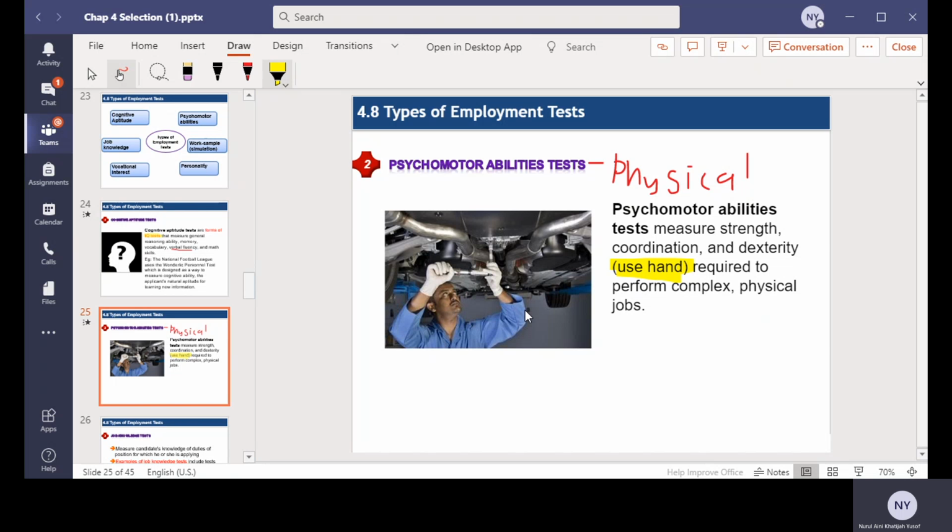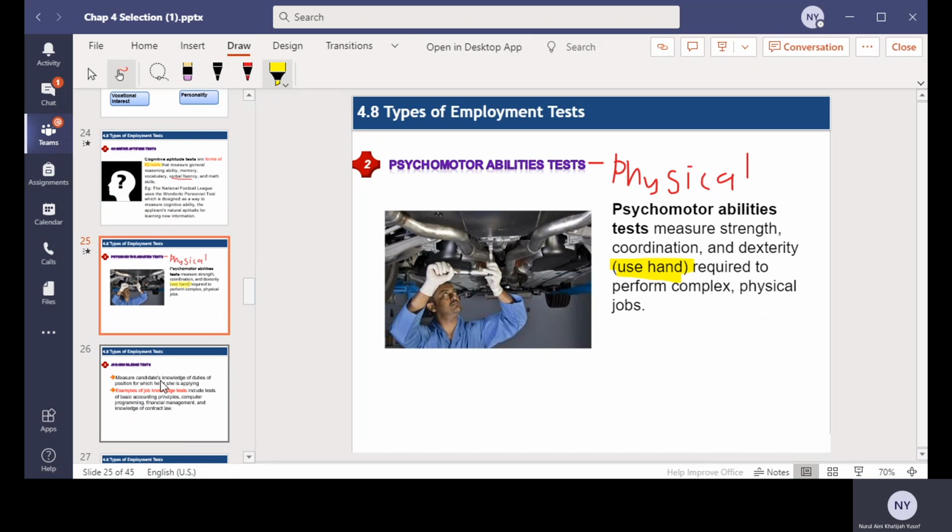So it depends. If let's say an admin assistant, is it suitable to use a psychomotor test? No, because the admin task is more on the administration and management part, where yes, you need to know how to type, but it is more content-based to perform the job. Okay, so this is the second, the psychomotor ability test.